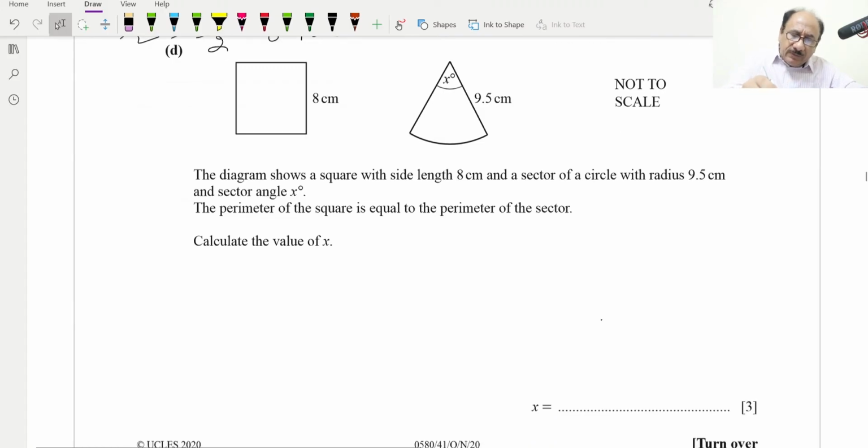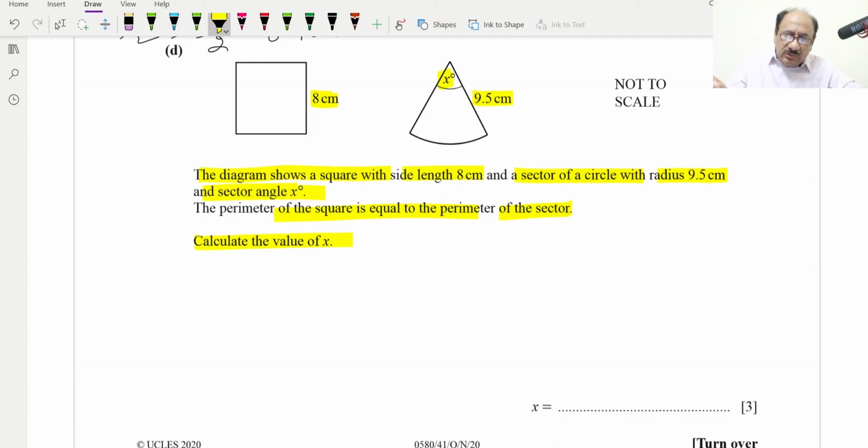Now D part. The diagram shows a square which is 8 centimeter side and a sector of a circle, radius 9.8, and the sector angle is x degrees. The perimeter of the square is equal to the perimeter of the sector. Calculate the value of x.